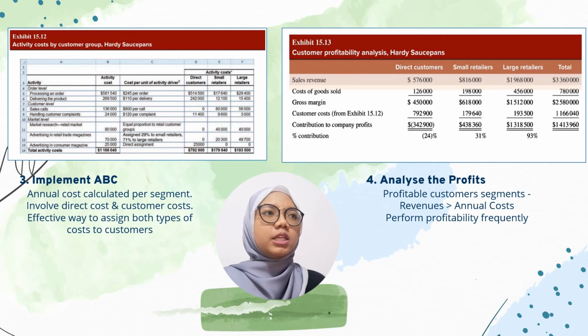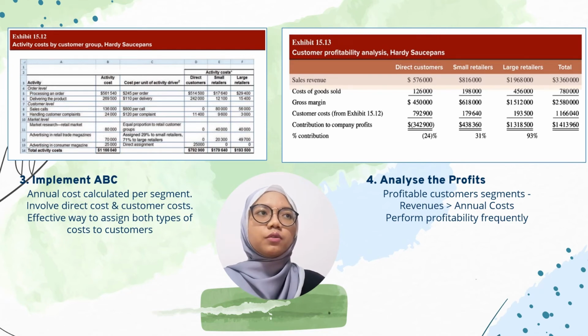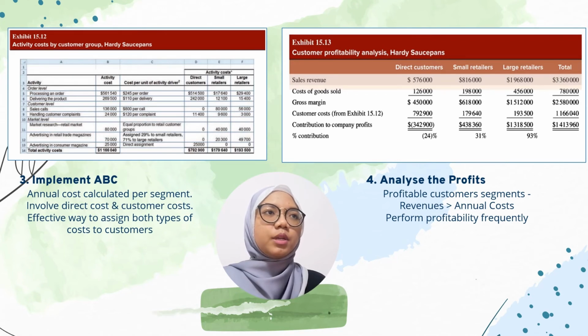We can see that in Exhibit 15.3, the sales revenue has already been identified, also the cost of goods sold. The cost of goods sold is based on the manufacturing price, and the customer cost is based on the ABC method that they have used. Then they will get the contribution to company profits and the percentage of the contributions.